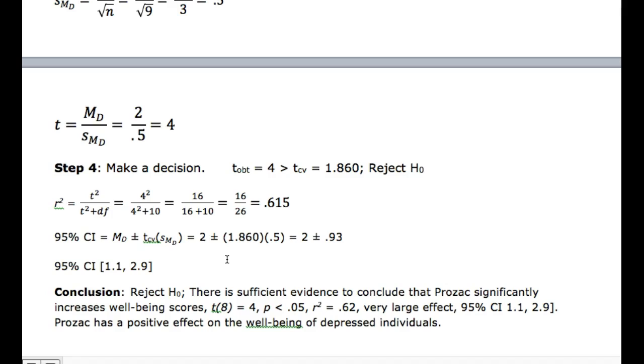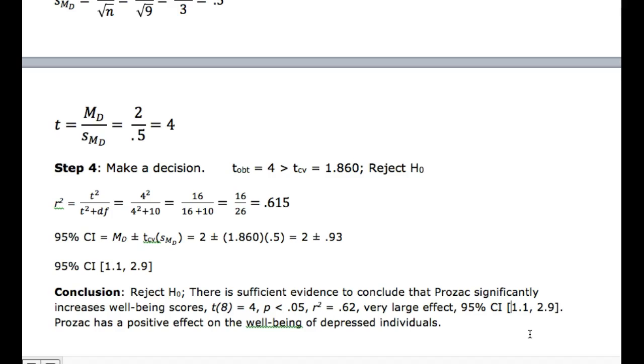So our conclusion: Reject the null. There is sufficient evidence to conclude that Prozac significantly increases well-being scores. T with degrees of freedom of 8 is equal to 4. P less than 0.05. R squared equal to 0.62, which is a very large effect. Our 95% confidence interval, 1.1 to 2.9. Prozac has a positive effect on the well-being of depressed individuals.